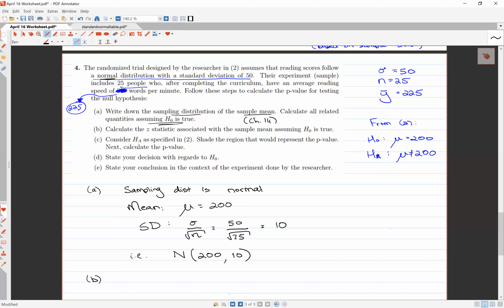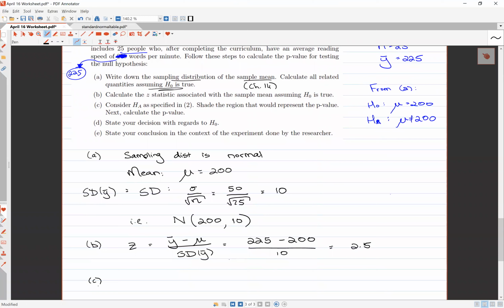Now we want to calculate the z-statistic associated with this. The z-statistic for the sampling distribution of a sample mean is y bar minus mu over the standard deviation of y bar. Again, that's just different notation here. So this would be our sample mean of 225 minus our mu value of 200 over our standard deviation of 10, and that will give you a z value of 2.5.